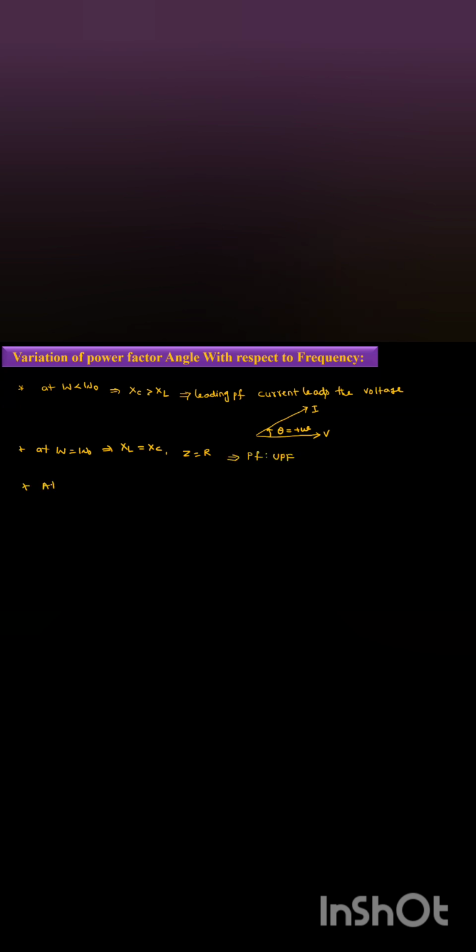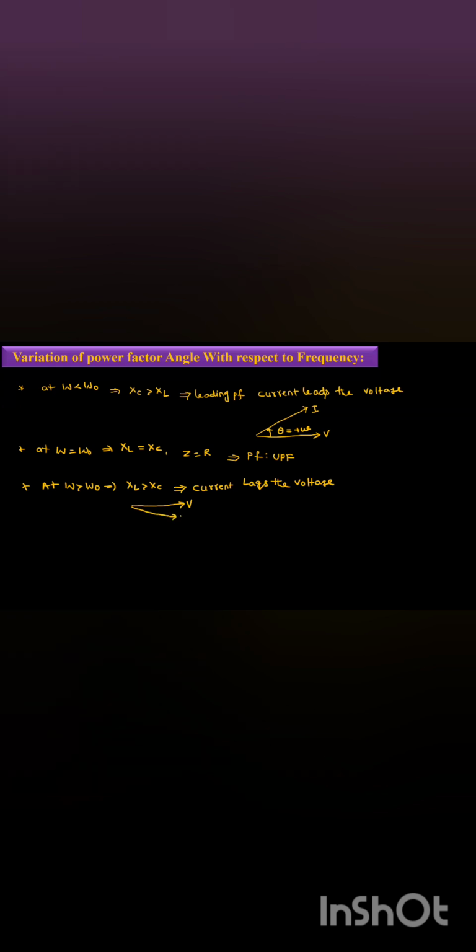Then finally, at omega greater than omega naught, XL is greater than XC. XL greater than XC means current lags the voltage. If current lags the voltage, how is the angle measured? This is V, this is I. Current lags the voltage, so we measure clockwise, and theta is negative. Anticlockwise, theta is positive; clockwise, theta is negative.